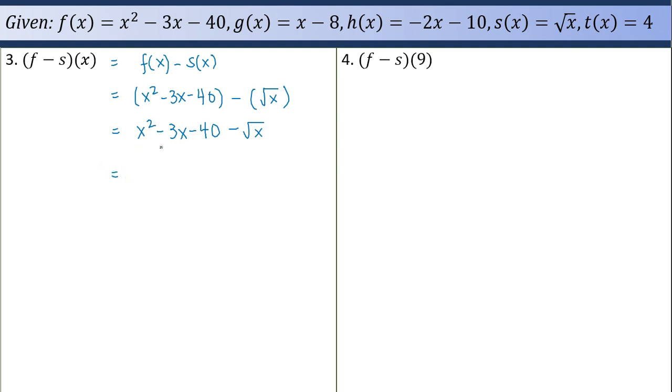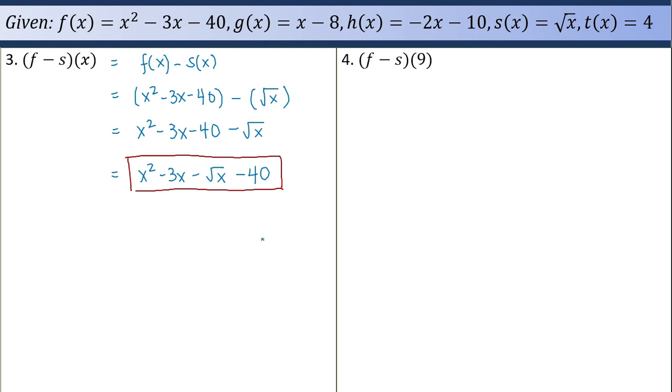So I want you to look dito sa ating apat na terms. Kung mapapansin ninyo, walang similar terms. Therefore, wala na tayong pwedeng mapagsama sa kanilang apat. I-rearrange na lang natin sila. So we have x squared minus 3x minus square root of x minus 40. Therefore, f minus s of x is equal to x squared minus 3x minus the square root of x minus 40.